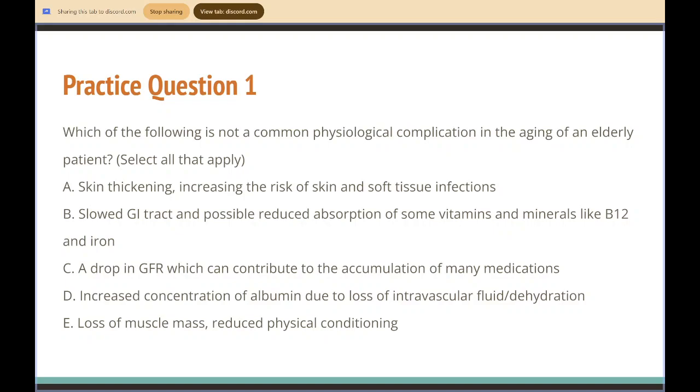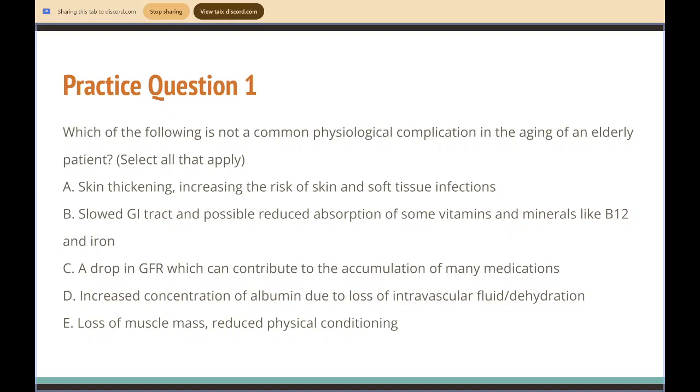All right, very good. So I have several responses, and let's go over them. A is correct. A is backwards. There is thinning of the skin, and that can lead to a possible risk of infections due to abrasions and breaking of the skin barrier. So if you chose A, great job. Next is B, slow GI tract and possible reduced absorption.